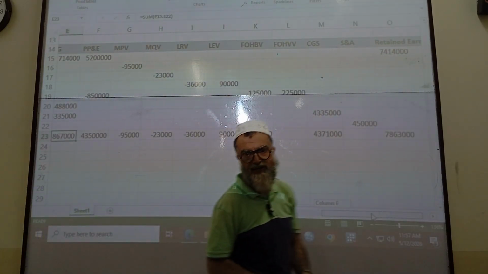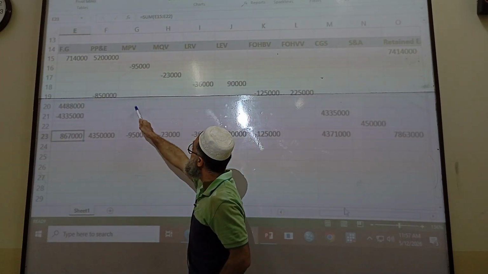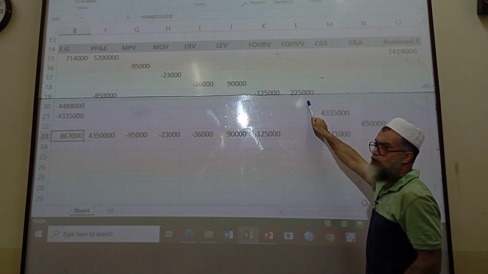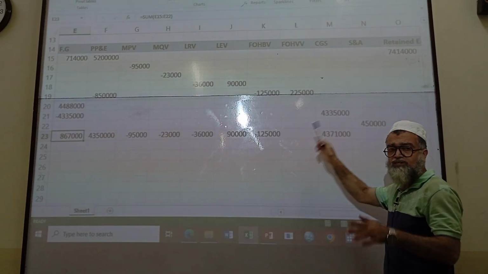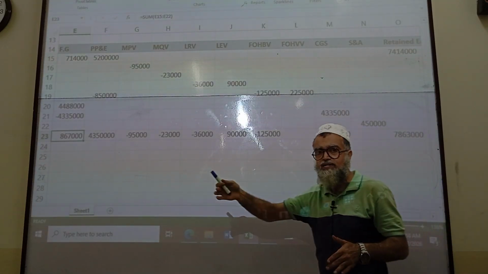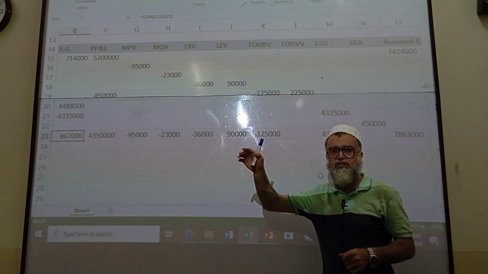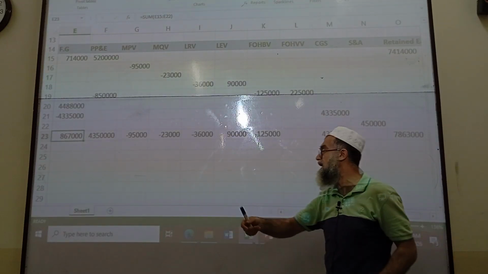Now how do you close the variances? All of these variances you can find from MPV over here, material price variance, till factory overhead volume variance. All of these variances should be closed into CGS. So all of these variances should either be added or subtracted from CGS. If the variance is a favorable one, this will reduce CGS. If it is an unfavorable one, it will be added to the CGS.